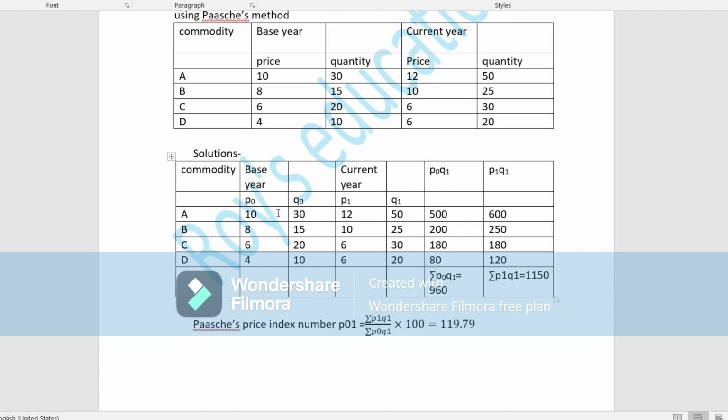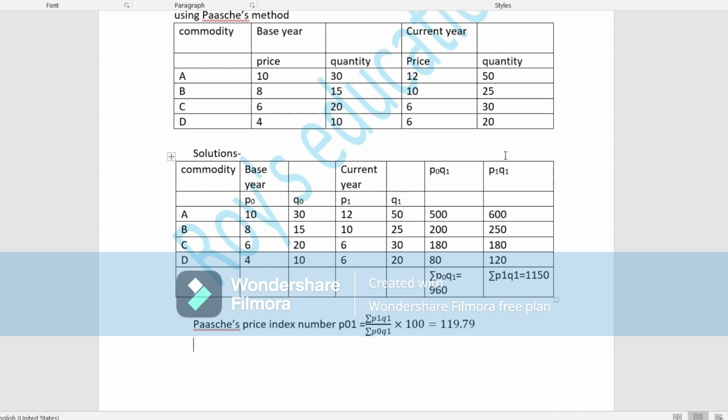P0 Q1, what is P0? See, P0 Q1. That means 10 into 50, 500. P0 Q1 we have to calculate. Again, P0 Q1, that is 8 into 25, 200, 6 into 30, 180, 20 into 4, 80. And we have to calculate this column, that is summation P0 Q1, that is equal to 960.